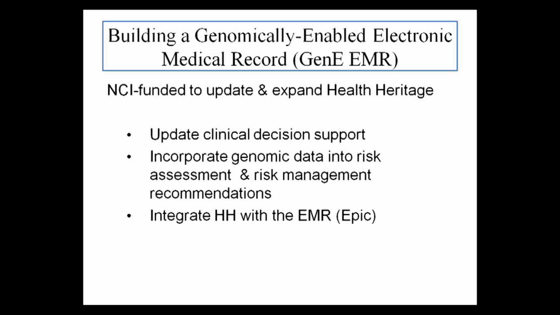so all the algorithms that run the risk, to incorporate genomic data into the risk assessment and our risk management recommendations, and to integrate health heritage with an electronic medical record. And we're starting with Epic, although we'll move on to others in the future. And this speaks to the whole piece of interoperability, that we don't want to continue to collect information multiple times. It decreases its quality, and it's just hard to do. And this is one of the things that we learned doing our first health heritage study, that it was really hard for people to collect that information. So we're trying to make it easier.